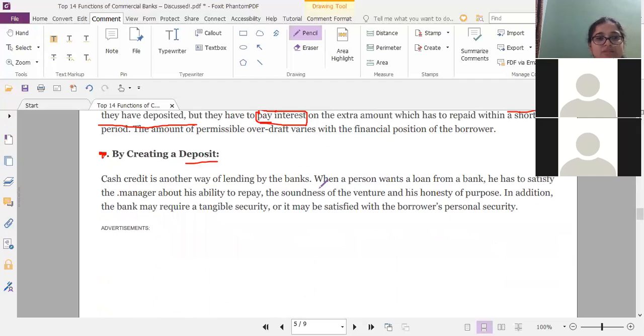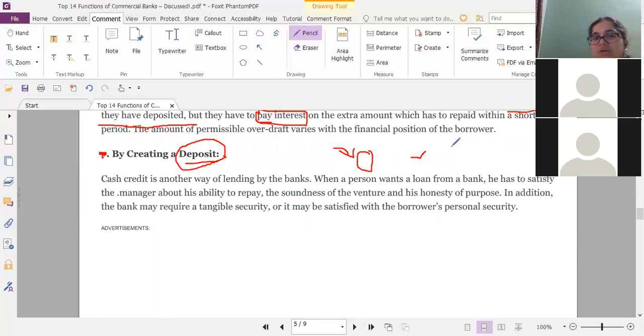The second one is by creating a deposit. See, deposit is simple, you have understood it. Deposit is nothing but giving or keeping your money in bank, right? So banks, what they do is they try to motivate people to open a deposit account in a bank by giving loan to them, right?